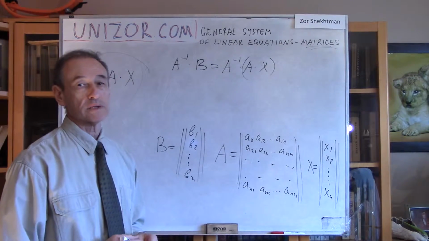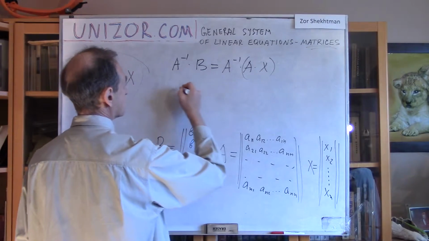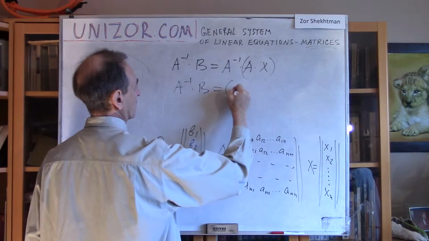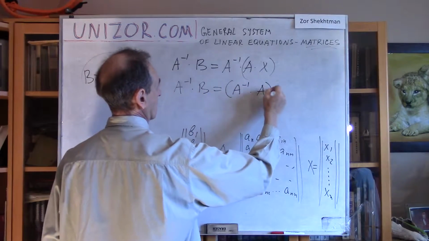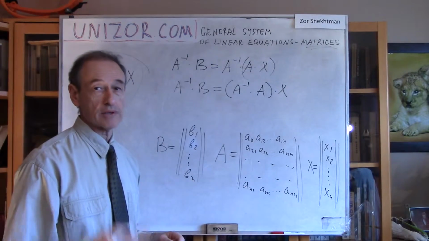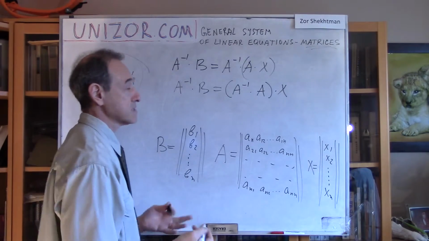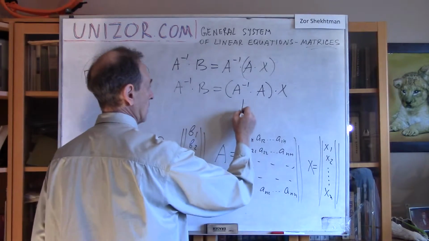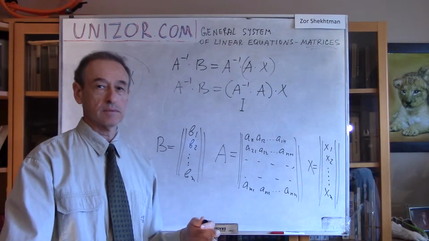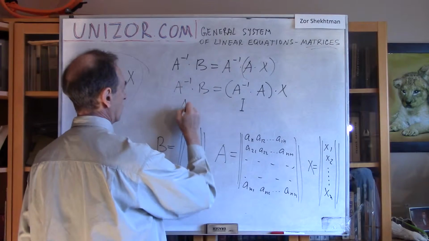We know that matrix multiplication is associative, which means I can actually put these parentheses differently. Now, what is the multiplication of an inverse matrix by the original one? Well, we know this is identity matrix, right? The matrix which has all zeros except the main diagonal. So that's what we have now.